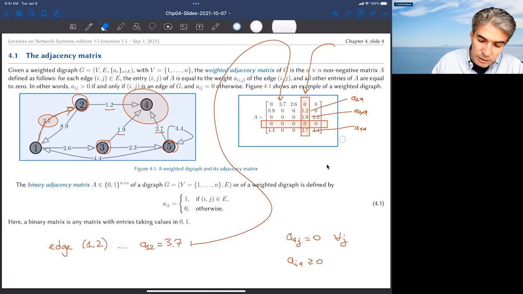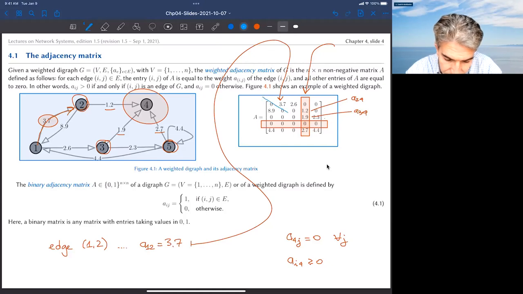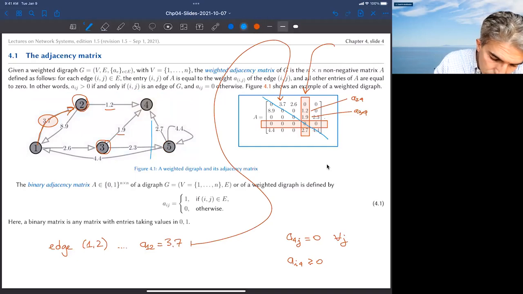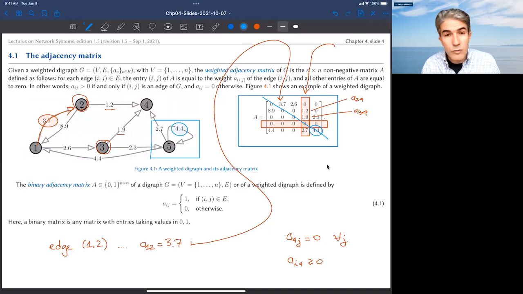And let me add one additional bit of information here. If you look on the main diagonal of the matrix, as you come down, are the self weights or the weights of the self loops. And so here on the right, this is just a completely random example. The only node that has a self loop is node 5 with weight 4.4. And so this 4.4 there is of course the same as the 4.4 in the matrix. So on the main diagonal of the matrix are the self loops, the self weights.